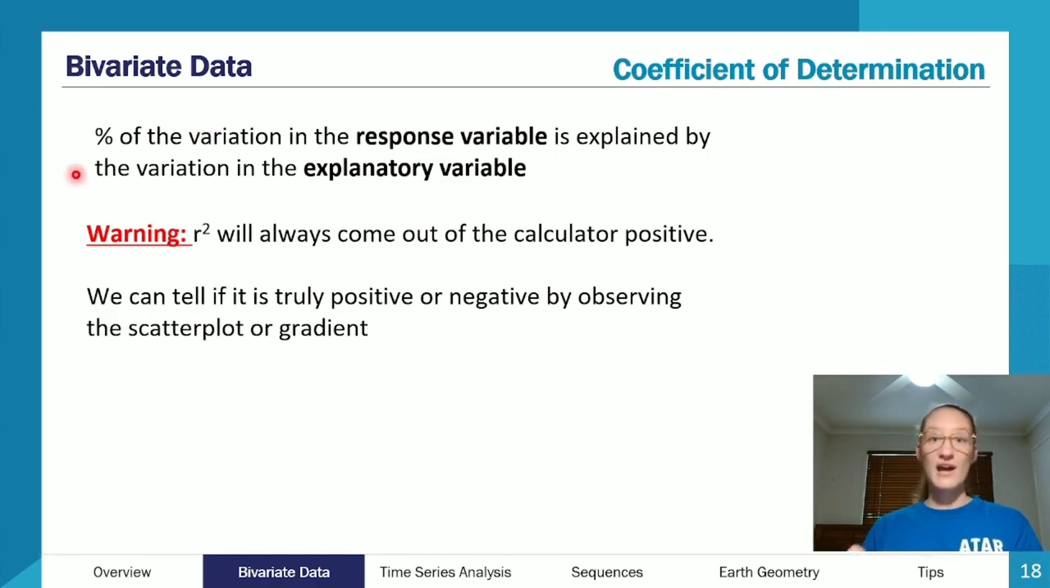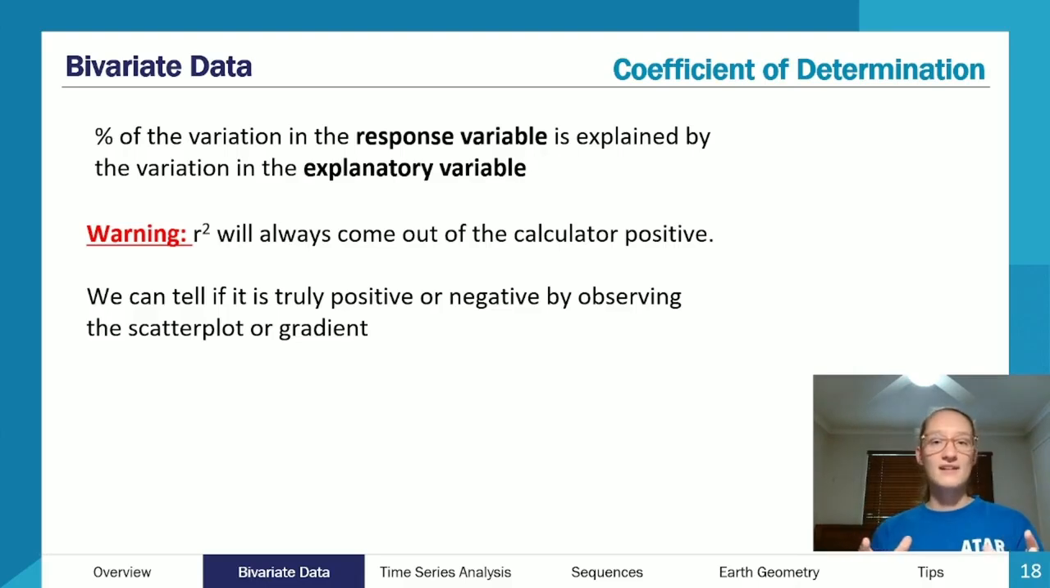So a quick refresher, what actually is a coefficient of determination? It's the percent of the variation in the response variable explained by the variation in the explanatory variable. So coming back to my example earlier with the car and the kilometers traveled and the cost, if, for example, my coefficient of determination was 0.7, that would mean that 70% of the variation in the price of the car is explained by the variation in the kilometers traveled by the car. And that would imply that 30% of the variation in the price is accounted for by other factors.